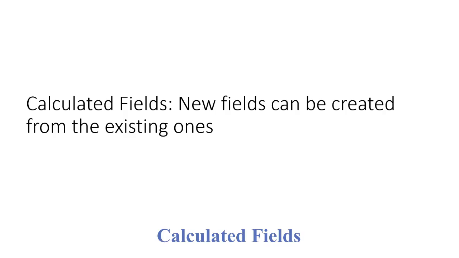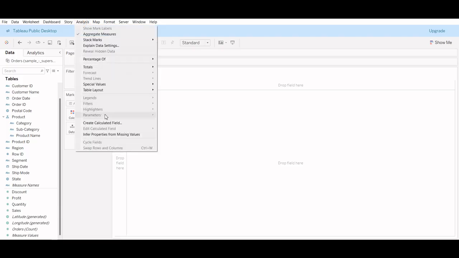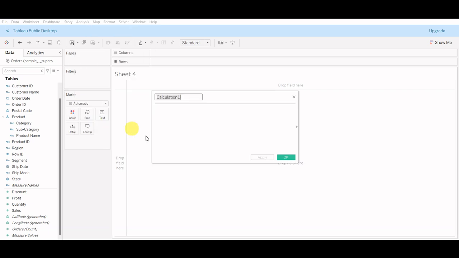Moving on to calculated fields. While creating visualizations or analyzing data, often we need to create new fields to discover insights. In Tableau, we can do that by creating calculated fields. Let us do a profitability analysis of our products by creating a new field called profit ratio, which shows us the profit per unit sales. To do that, we go to Analysis and create calculated field.